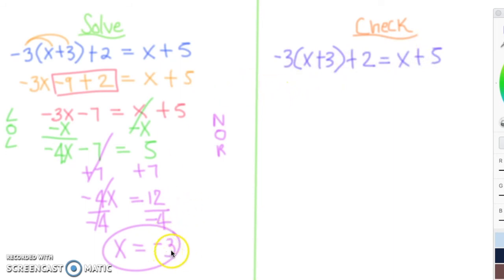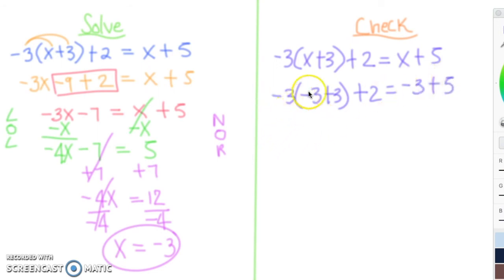Okay, remember we just found our value for x, which is -3. So wherever I see x, I'm going to substitute in my -3. Okay, so I'm just going to rewrite the problem here. Here's an x. I'm going to substitute that in for -3 plus 5.